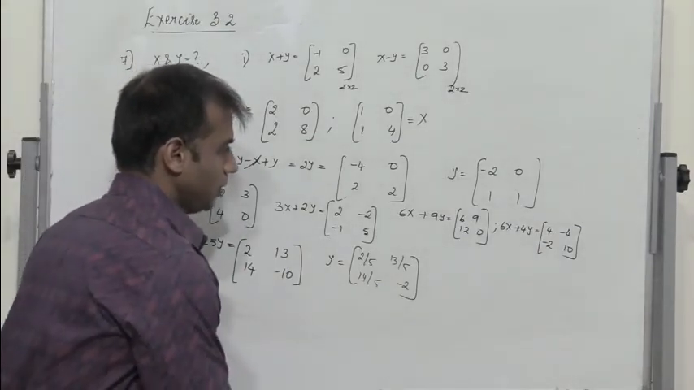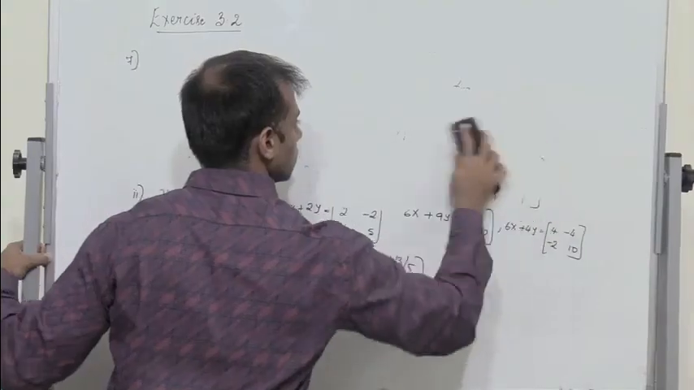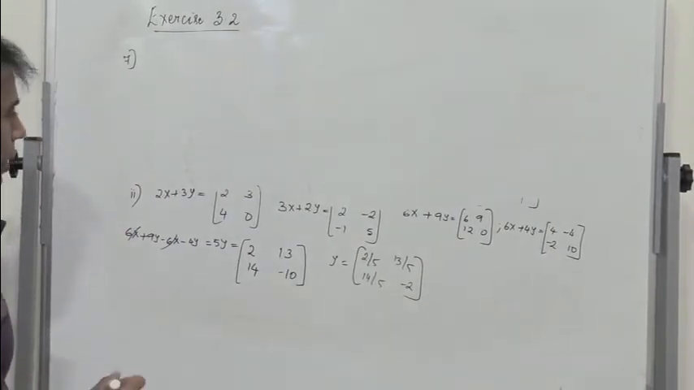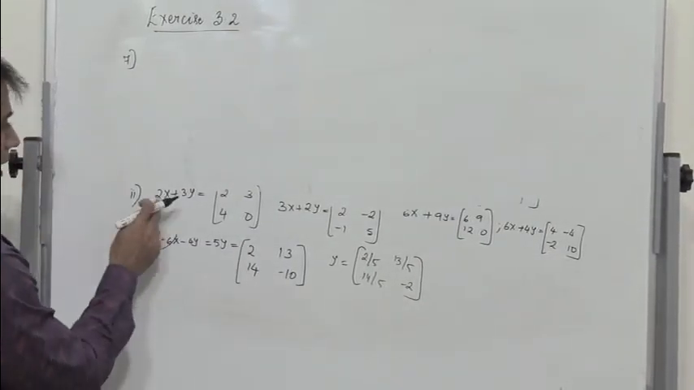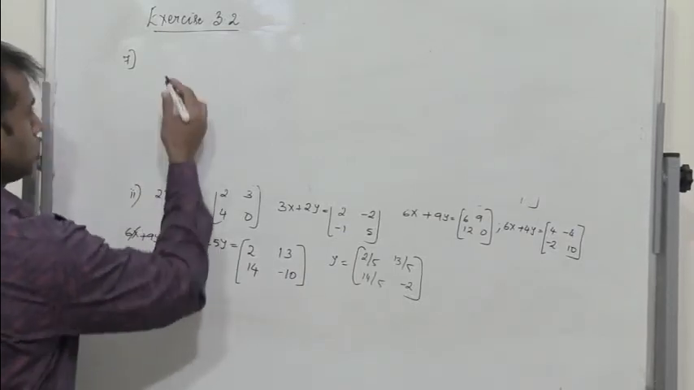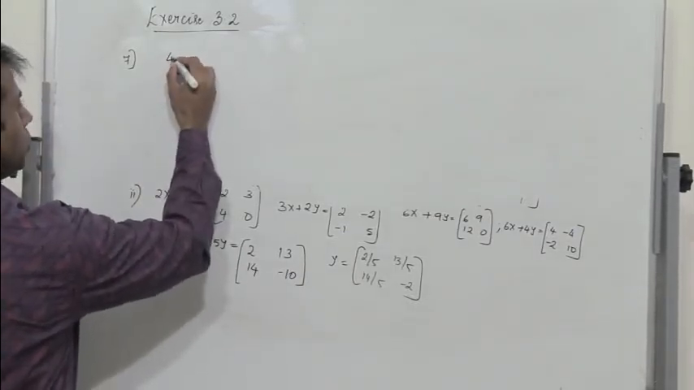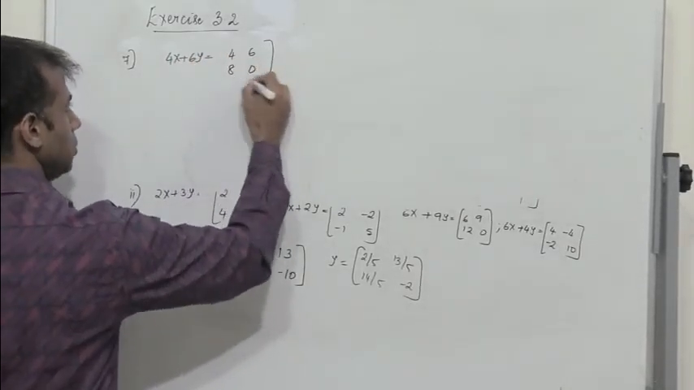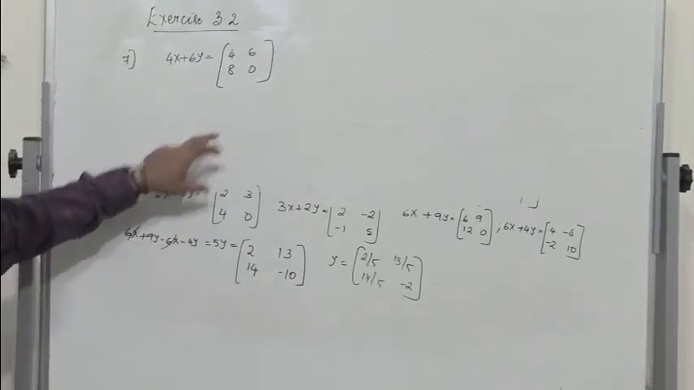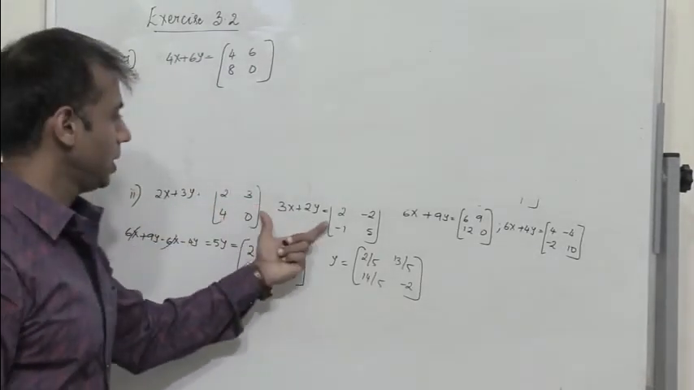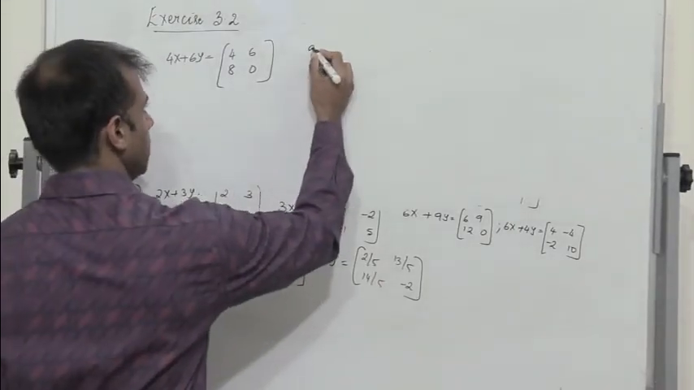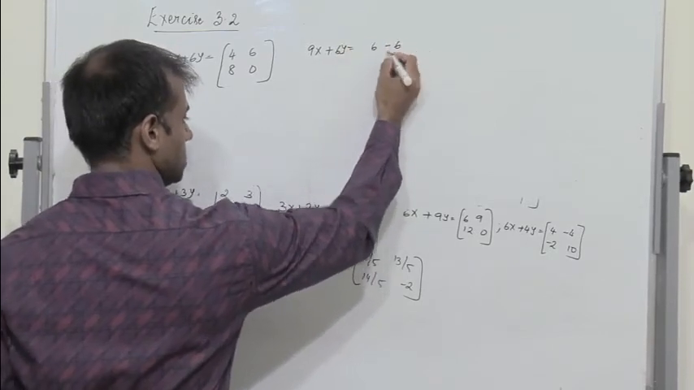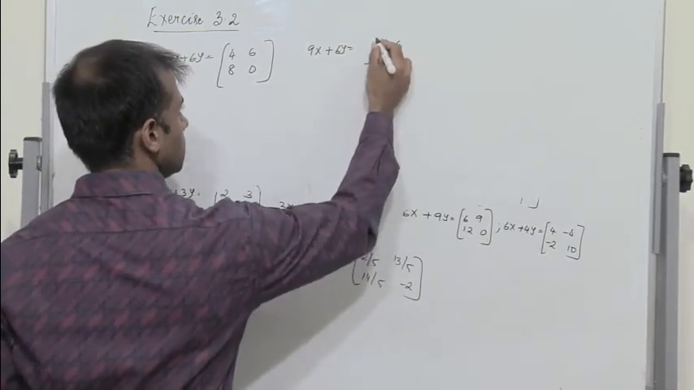So next let's try to find the value of x. To find the value of x, I need to eliminate y. So let me multiply the first term with 2. So I get 4x plus 6y, which is 4, 6, 8, 0. So multiplying this with 2, and here I multiply this with 3. So we get 9x plus 6y, which is 6 minus 3 and 15.